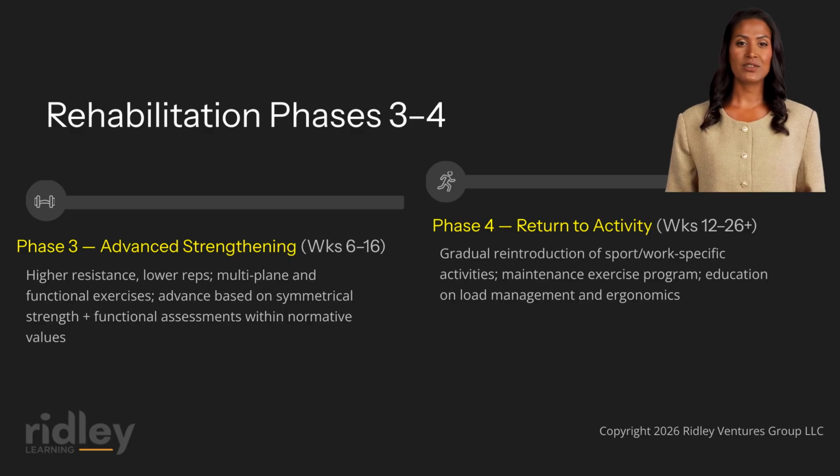Phase 3, the advanced strengthening phase spanning weeks 6 to 16, progresses to higher resistance with lower repetitions incorporating multiplane and functional exercises. Advancement from Phase 3 is based on symmetrical strength and completion of functional assessments within normative values. Phase 4, the return to activity phase spanning weeks 12 to 26 and beyond, focuses on safe return to full activity through gradual reintroduction of sport or work-specific activities, a maintenance exercise program, and education on load management and ergonomics.